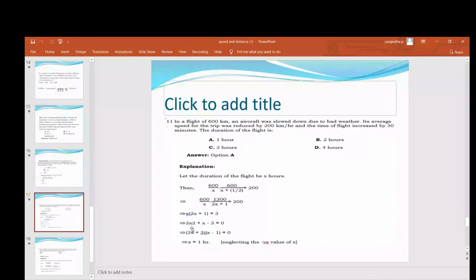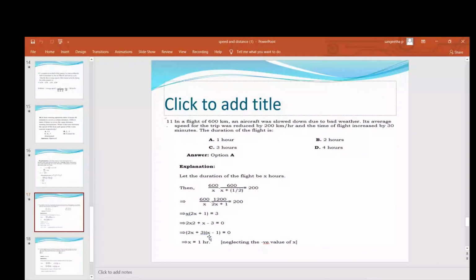I bring this 3 to the left hand side, so I got minus 3 is equivalent to 0. So the final equation is 2x square plus x minus 3 is equivalent to 0. So factorize the above equation. I got (2x plus 3)(x minus 1) is equivalent to 0. So we have two solutions. One is 2x plus 3, another one is x minus 1.